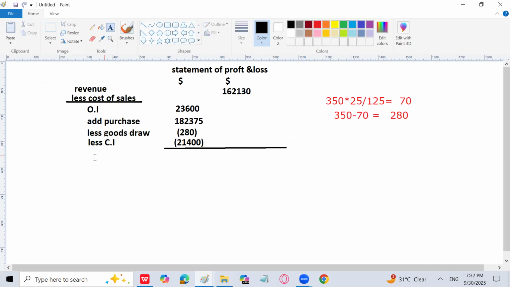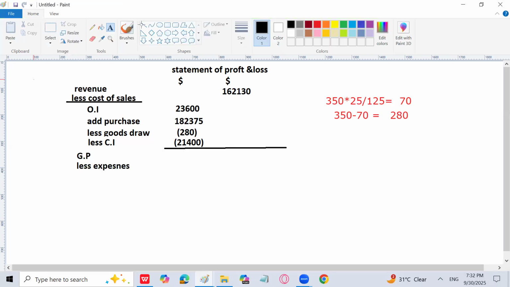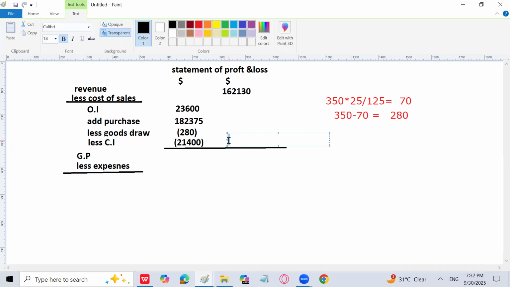So let me find the cost of sales and subtract it from the sales, and we'll get the gross profit. And then I will subtract expenses from that to find the profit for the year. So what is the amount here? 184295. Now we can calculate the gross profit.